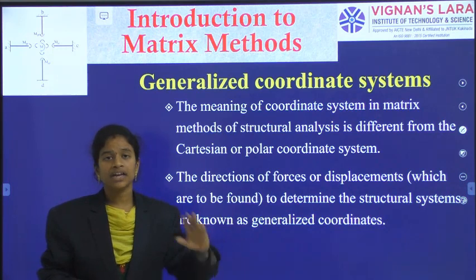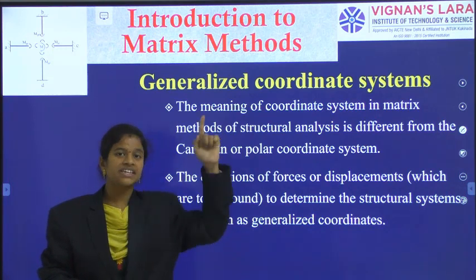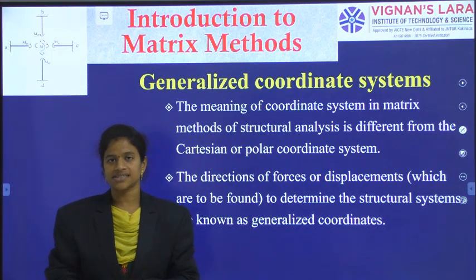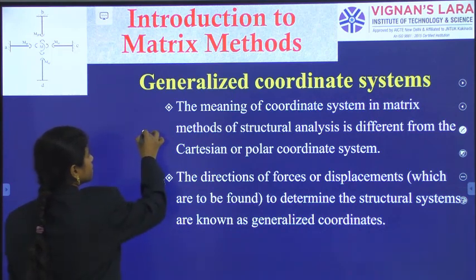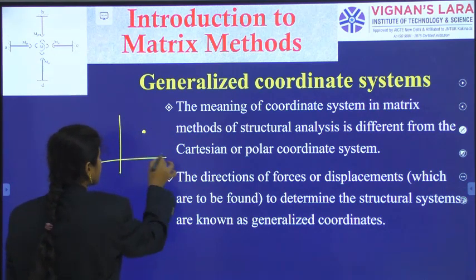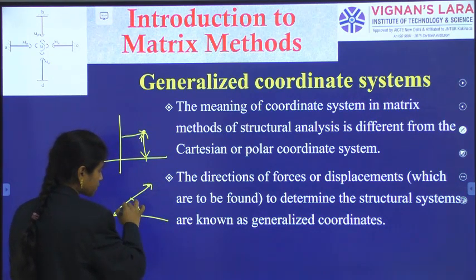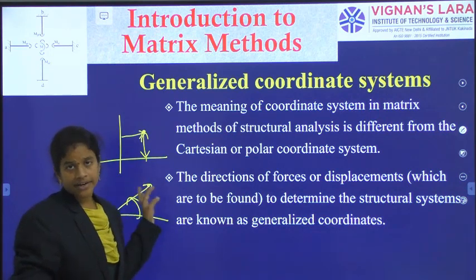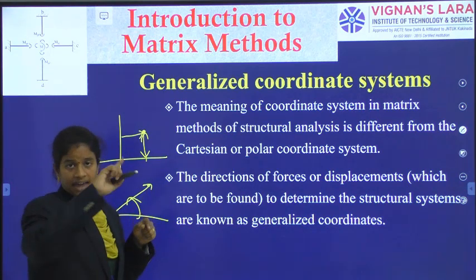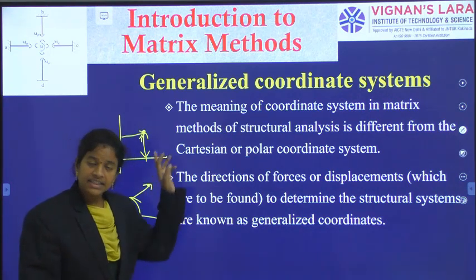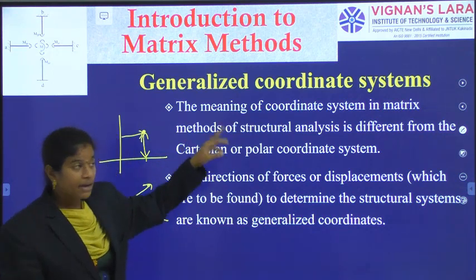Or in a polar way, how much angle, how much radial distance. That is the coordinate system. So for a particular point I am indicating with respect to x, that is Cartesian. For a point I am indicating with respect to angle and radial distance, that is the polar coordinate system. Okay, but these two are not the coordinate systems I am using.